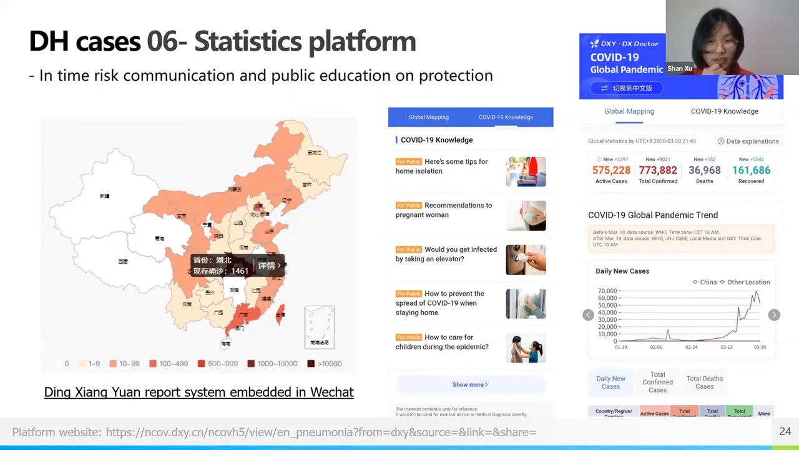And you know, during the lockdown days, my daily routine was to check the real-time updates on that platform, where we can see the curves and maps and also related technology and knowledge on that page. And as far as I know, they also developed an English version to support the global rescue.